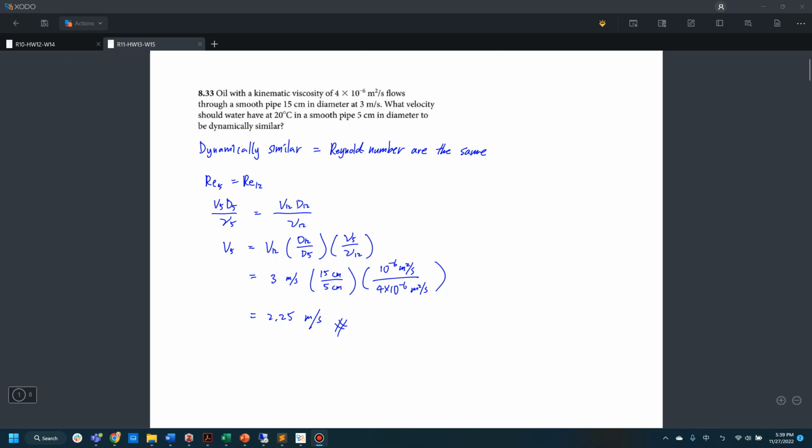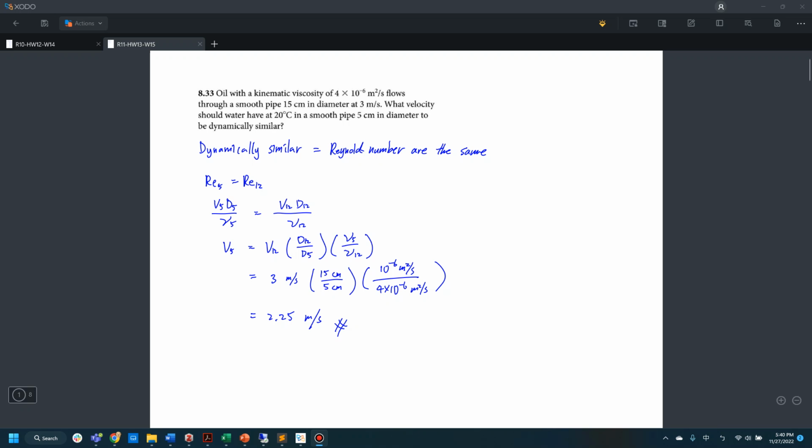To solve this, dynamically similar can be seen as the Reynolds numbers being the same, and the reason why we choose the Reynolds number is that we are trying to solve for the velocity. That's why we choose the Reynolds number, this dimensionless variable. Okay, so now we know how to solve it.